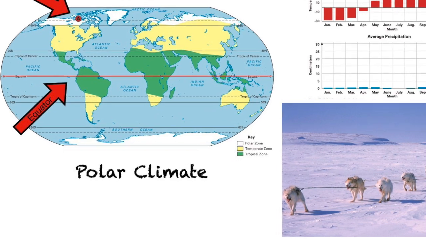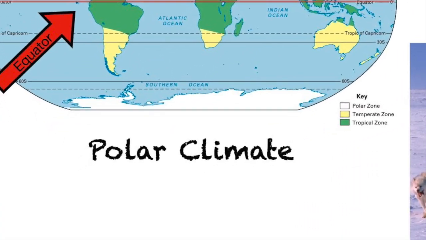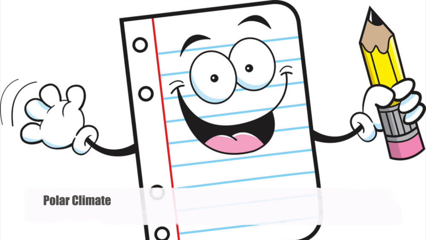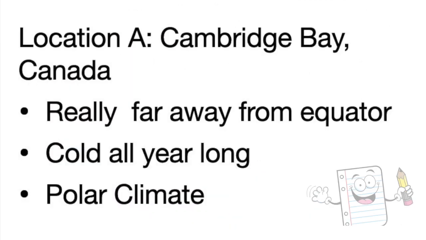This town and the area around it has a polar climate. Ooh, let's get that in our notes. Polar climate. Write it down. Let's check our notes really quick. This is what I have written down. Location A, Cambridge Bay, Canada, really far from the equator, cold all year long, polar climate. Check your notes. Do you have these things? Pause the video to write them down.